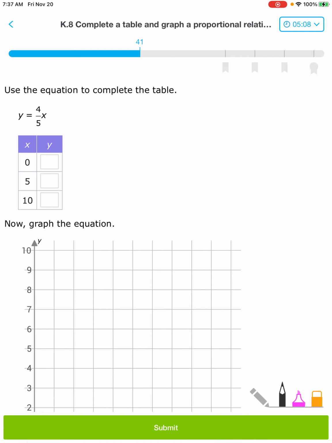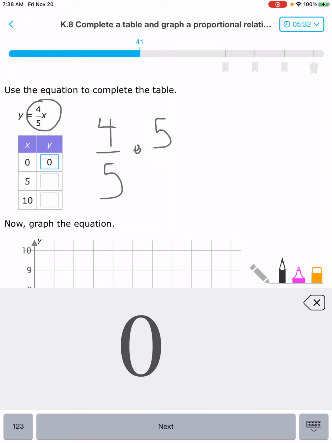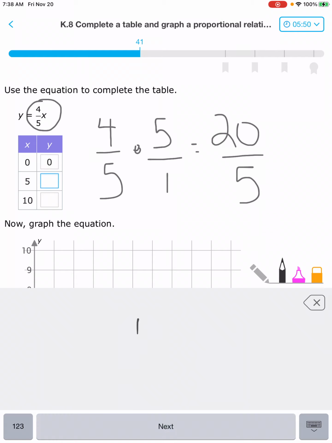All right, I'm glad we got a fraction this time. If you have a calculator, you can go ahead and just do this on your calculator. 4/5 times 0. So this time we're multiplying all of our x values by 4/5. 0 is going to give me 0. So that one's easy. Then if you have a calculator, go ahead and type in 4/5 and then multiply it by 5. I'm going to show you how to do it without a calculator. So 4/5 times 5 would be like 5 over 1 if I make 5 into a fraction. And then I multiply straight across. Numerator times numerator. 4 times 5 is 20. And 5 times 1 is 5. And 20 divided by 5 gives me 4.